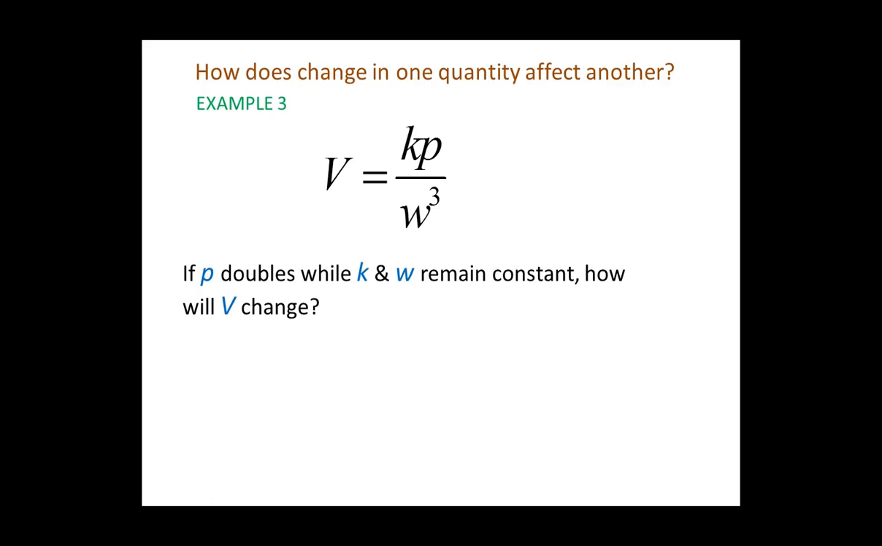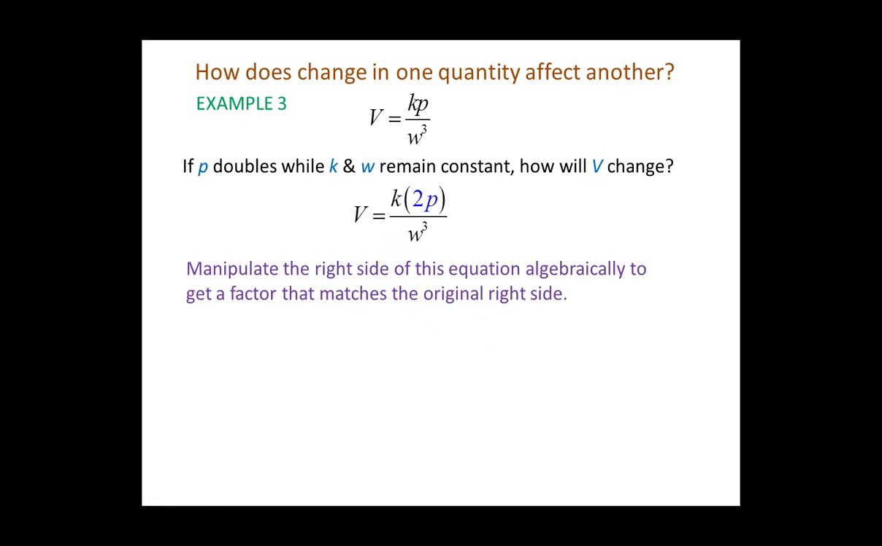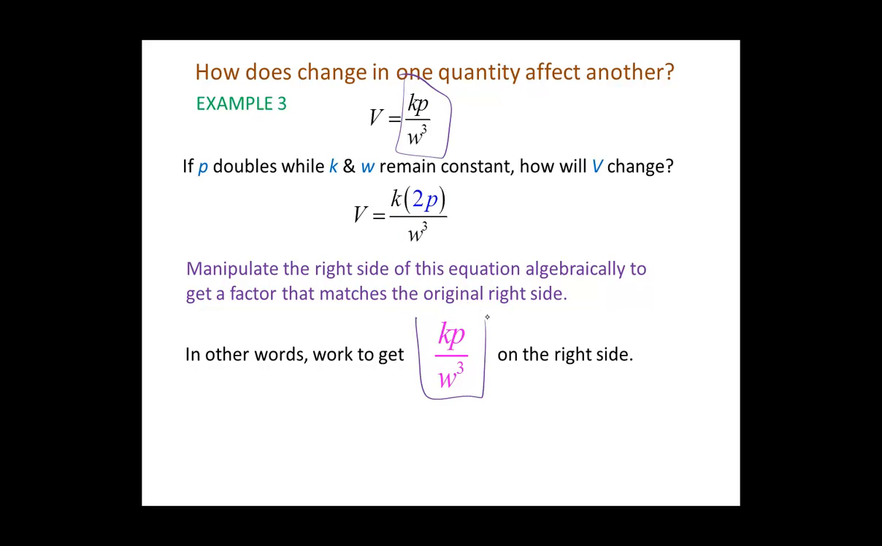In my third example, I say, suppose P doubles. So I want to replace P with 2P since it's doubling. There it is. I've replaced P with 2P. And now I want to manipulate the right-hand side to go back and get the original. In other words, I'm trying to get my Kp over W cubed on the right side.